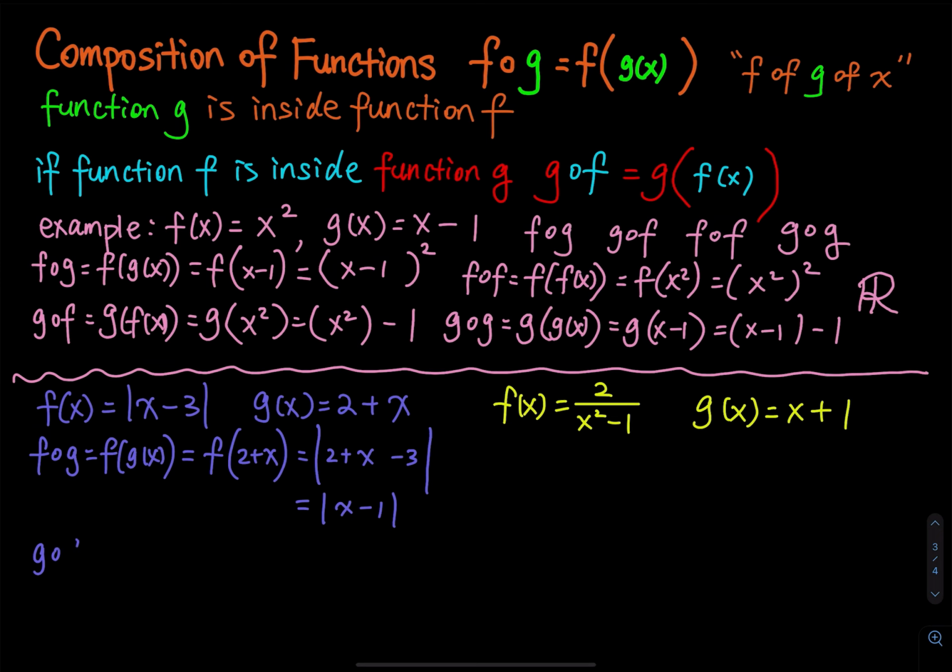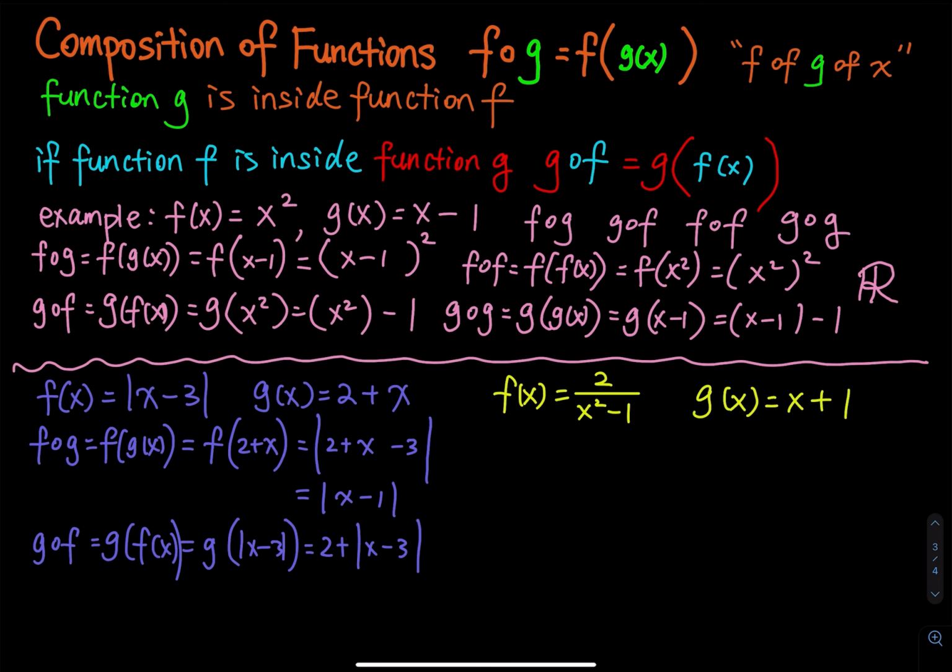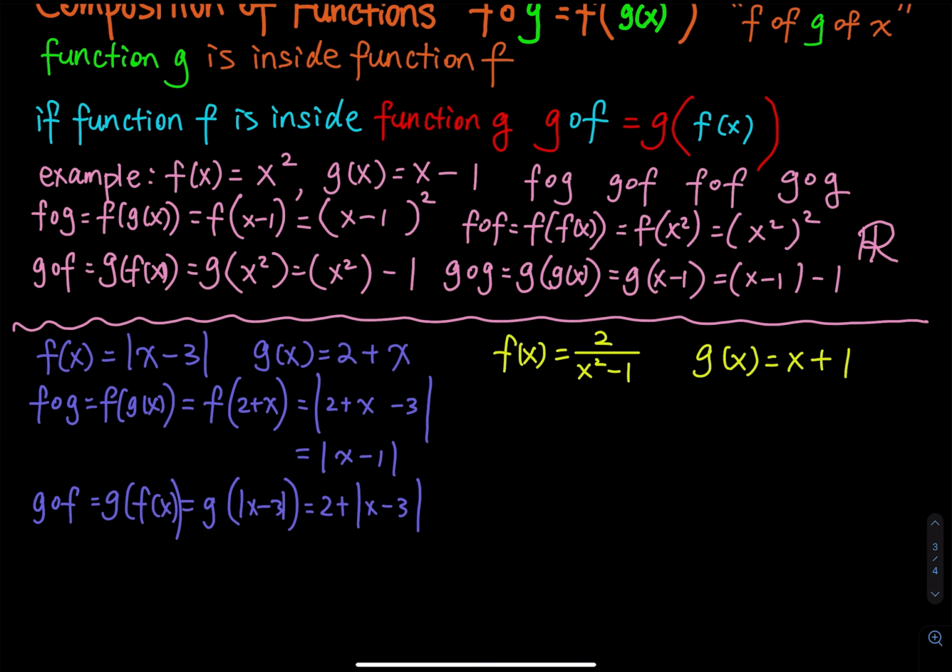And then g of f. This is g of f of x, which is equal to g of the absolute value of x minus 3, and then g is 2 plus x, which is the absolute value of x minus 3. For this function, x can be any real number because you just choose a number minus 3. There is no restriction for that.